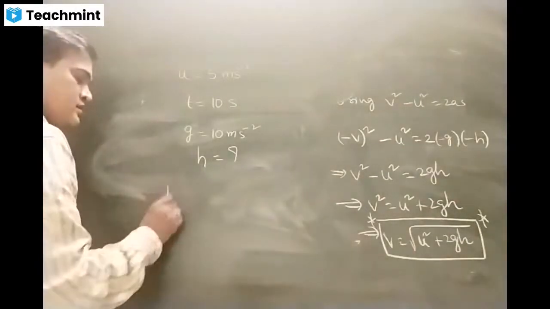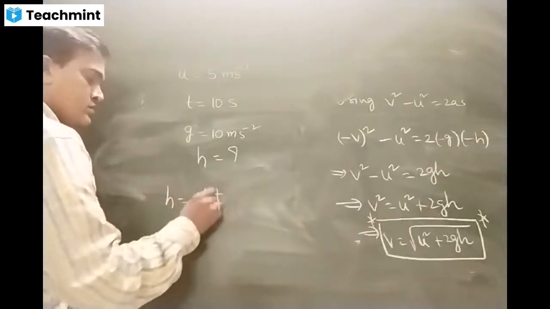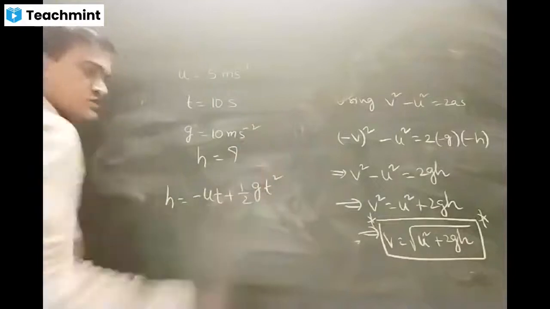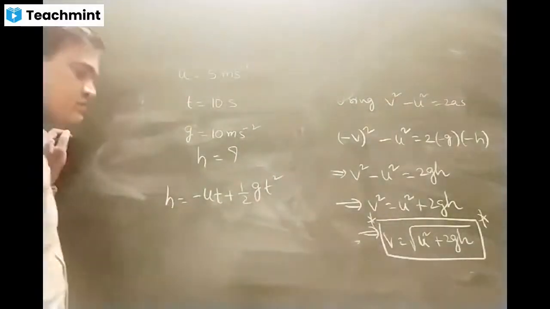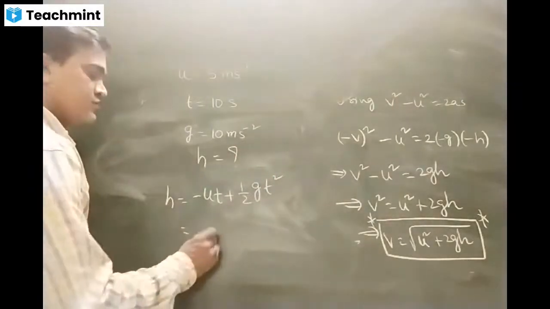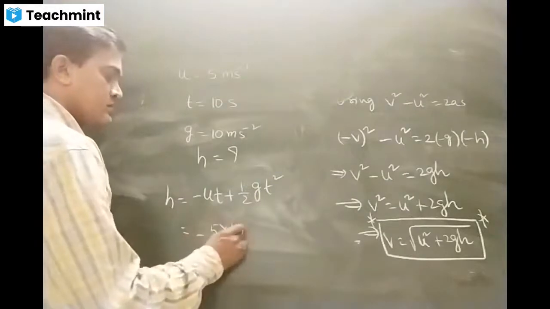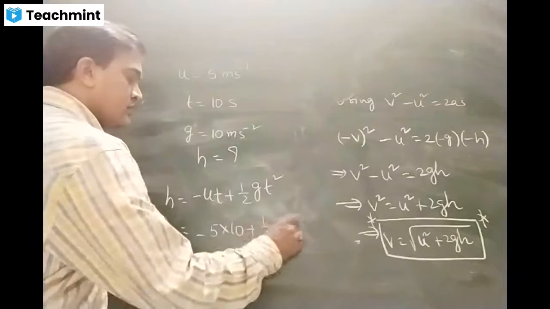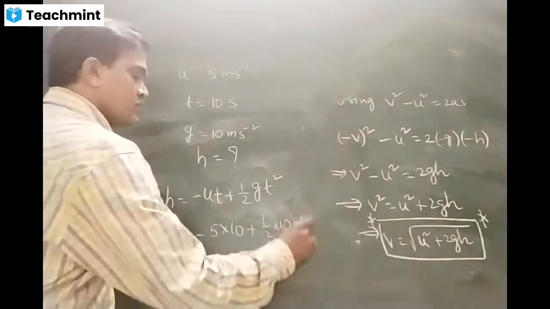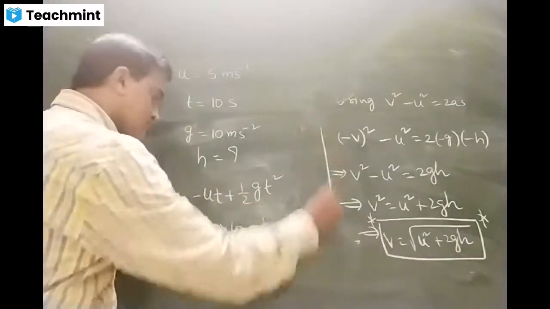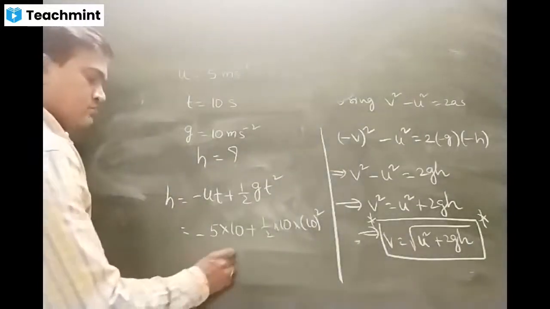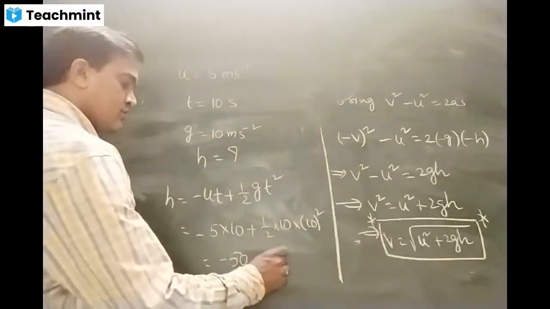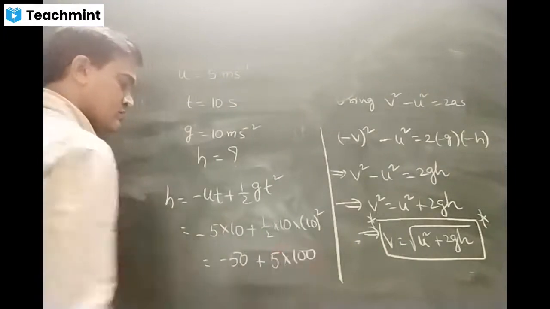The formula would be H is equal to minus ut plus half gt square. Use this to find out the displacement or height of the tower. Minus 5 into 10 plus half into 10 into t square, 10 square, 100. Minus 50 plus 5 into 100, I think.